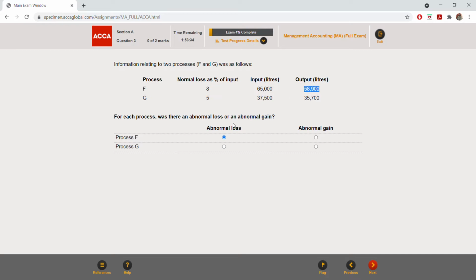Okay. Now the same way you have to do for G. Definitely I cannot show here on the screen, but you can take the calculator and just calculate. Here it's 5%, so 95% of 37,500, which will give you 35,625. So 35,625 is less than this. This is more, the output. So it's an abnormal gain. Okay, the difference is 75 liters.